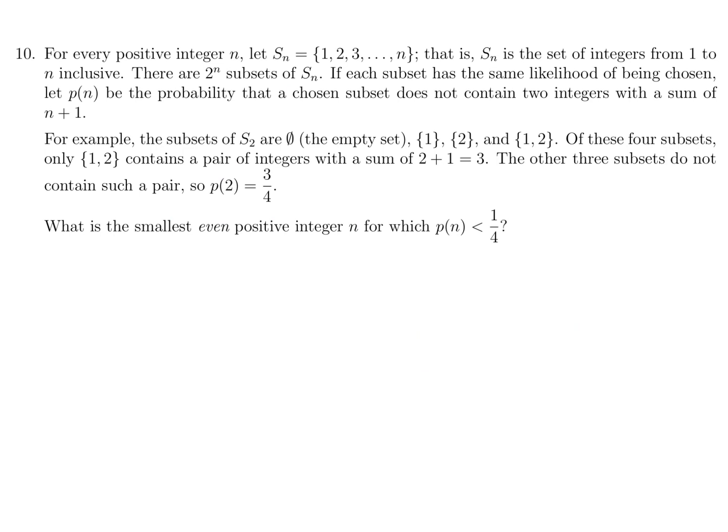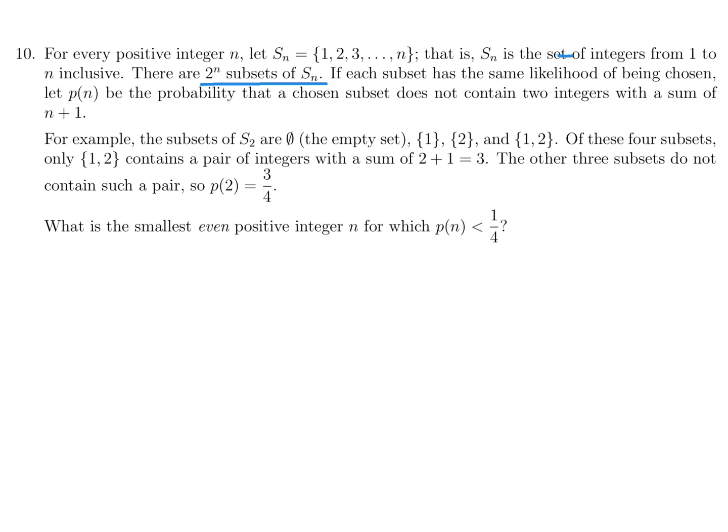For every positive integer n, let Sn equal 1, 2, 3 all the way up till n. That is, Sn is the set of integers from 1 to n inclusive. There are 2^n subsets of Sn. If each subset has the same likelihood of being chosen, let Pn be the probability that a chosen subset does not contain two integers with the sum n plus 1.